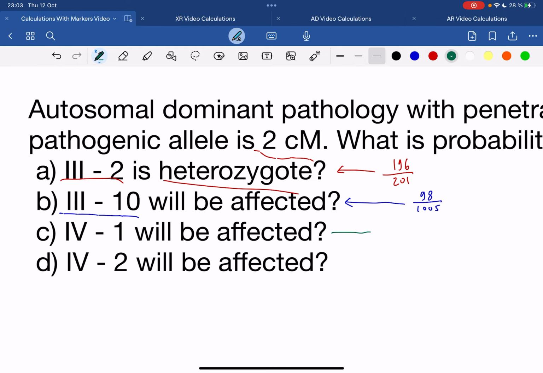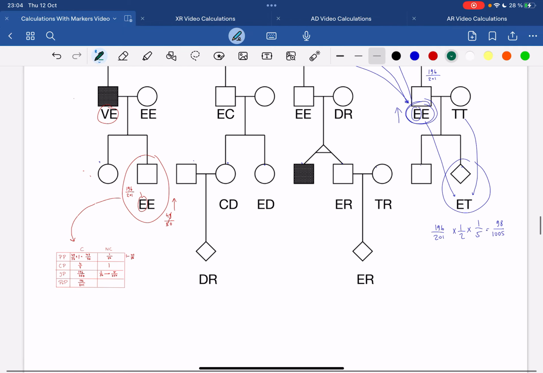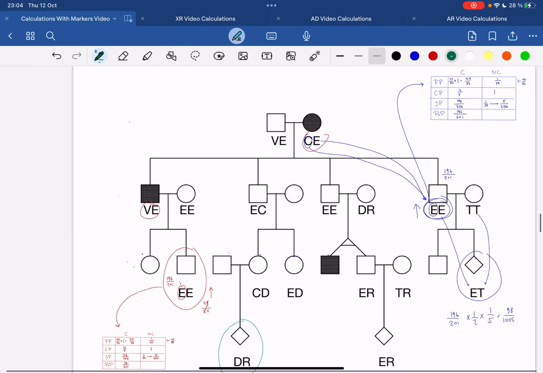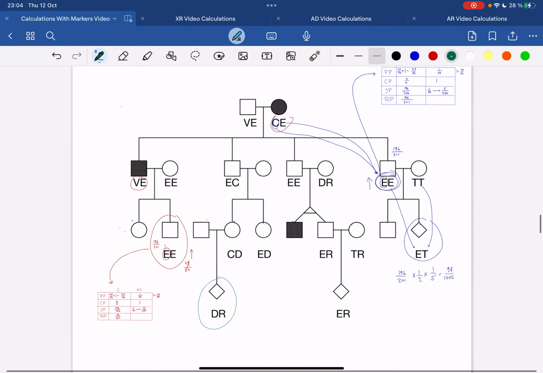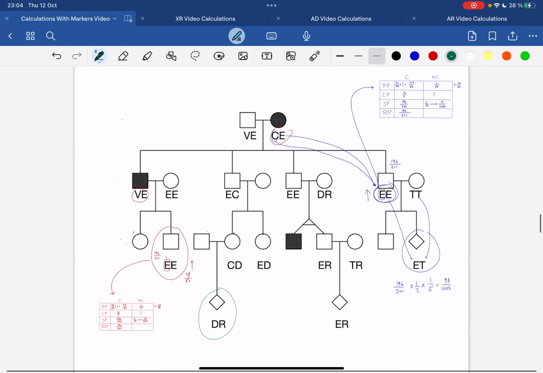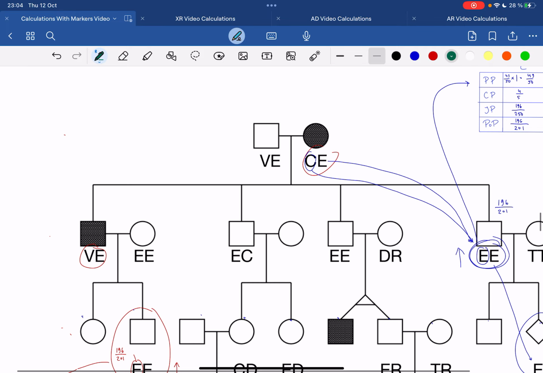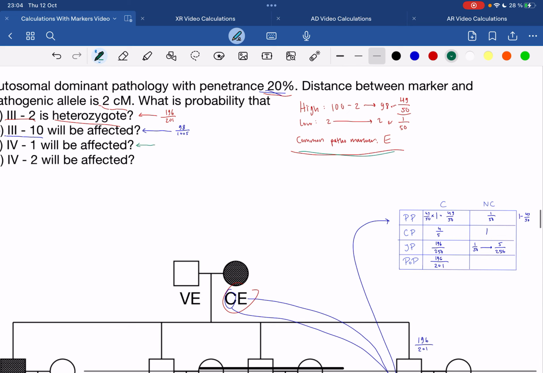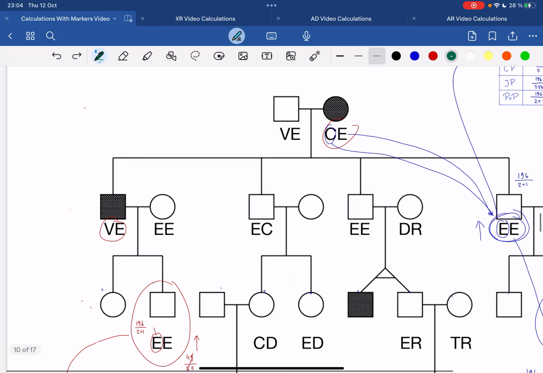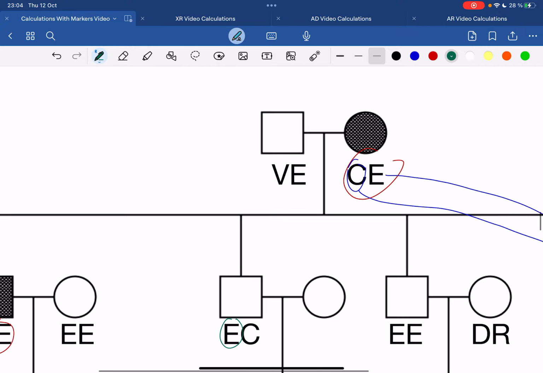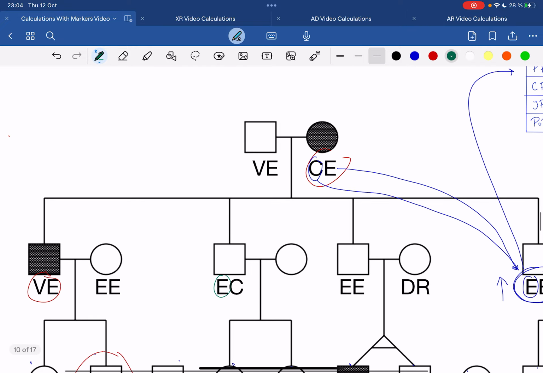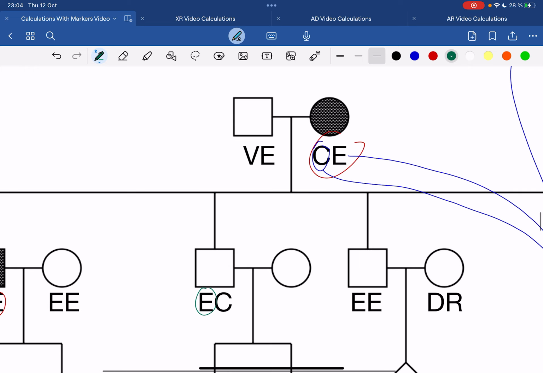Next one, what is the chance for 4-1 to be affected? 4-1 is this kid right here. So now this will be a little bit more complicated. But let's start anyways. So this person right here, do we know if it has a common pathomarker? Well, we do know that this person is carrying an E, but is it the patho E? Well, we don't really know that, or actually we do, because this C right here must have come from the mom. So the only E this person could have gotten is the one from his dad.